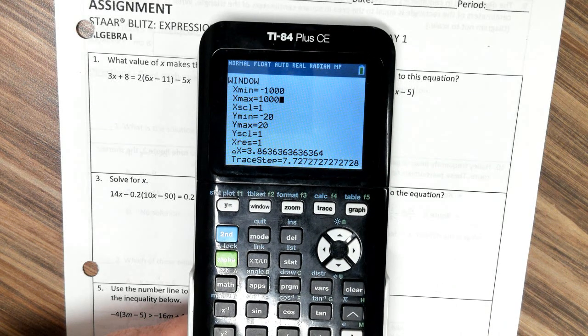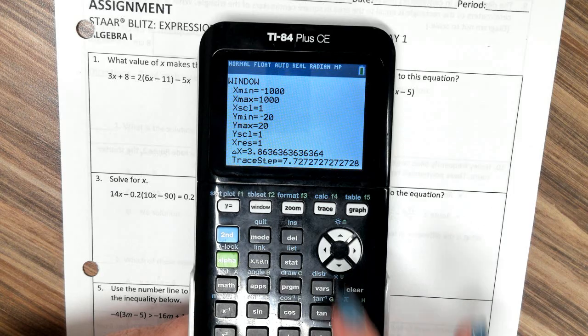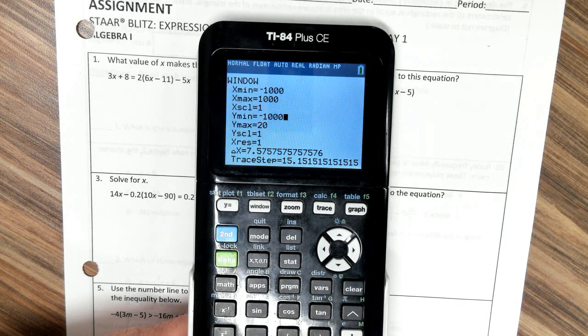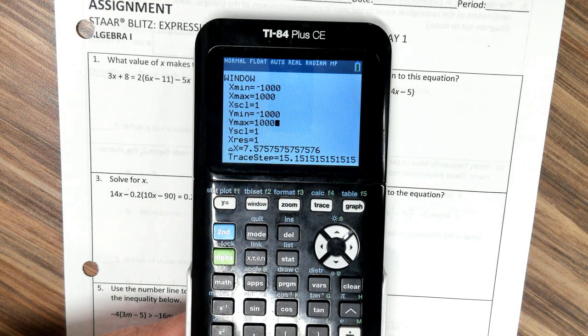Now, if you're needing your calculator to see a quadratic, you're going to have to go back and change it to where you can actually see what's going on. Does that make sense to y'all? Yes or no? Okay, so I'm just going to set it really, really big. That way if the answer is really, really big, it can see the answer.